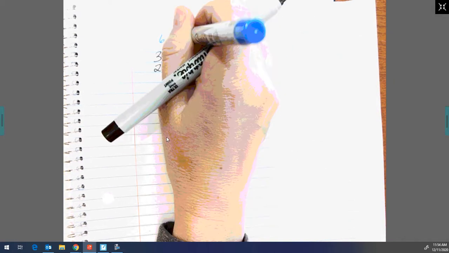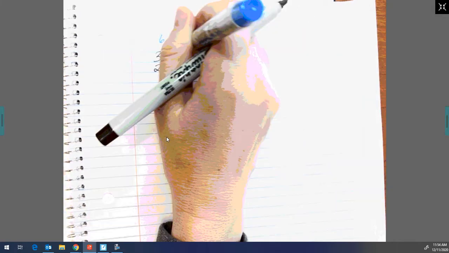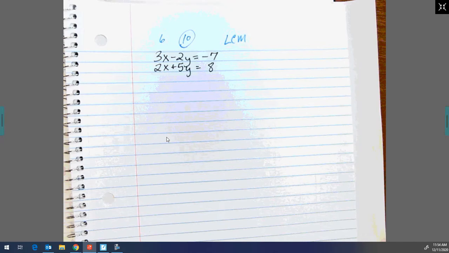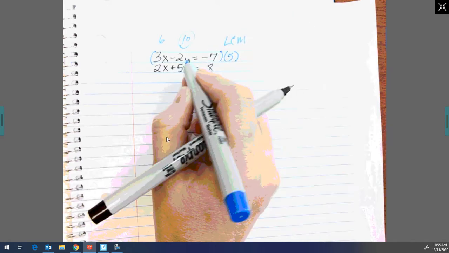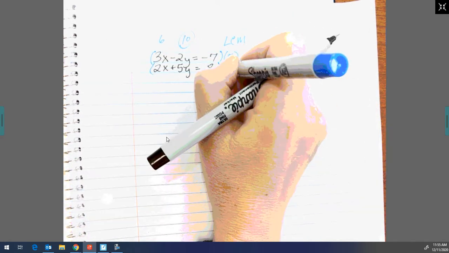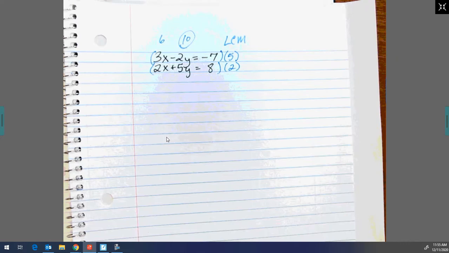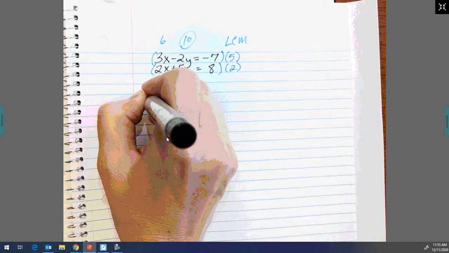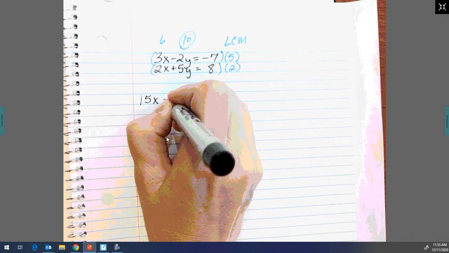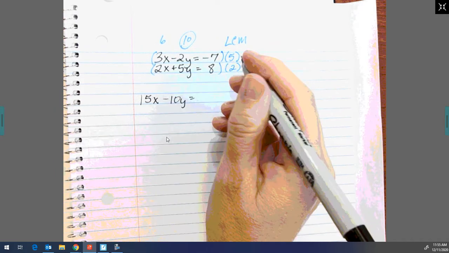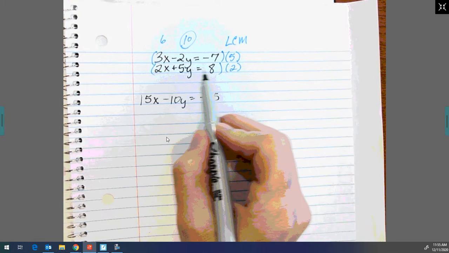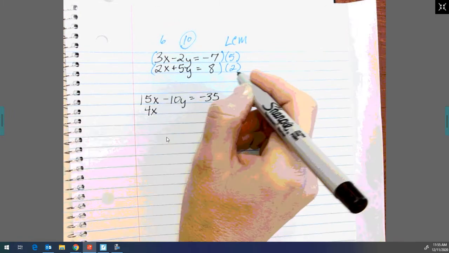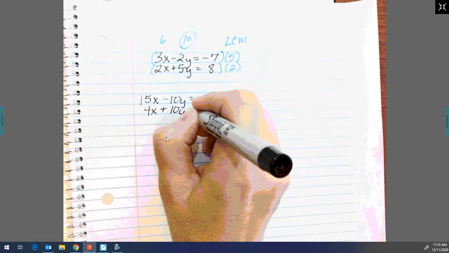And between 2 and 5, the LCM, the least common multiple, is 10. I'm going to eliminate my y's because those are already opposite signs. So I want to get 10 and negative 10. So I'm going to multiply this one by 5, which is going to give me negative 10. I'm going to multiply this one through by 2, which is going to give me 10. So I'm going to get 15x minus 10y, don't forget to do this side, equals negative 35. And then for the second one, I'm going to get 4x plus 10y equals 16.